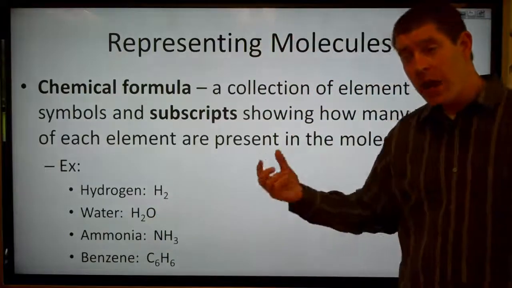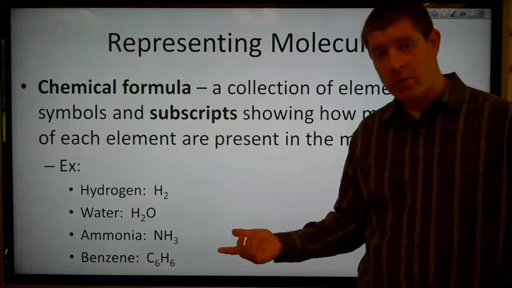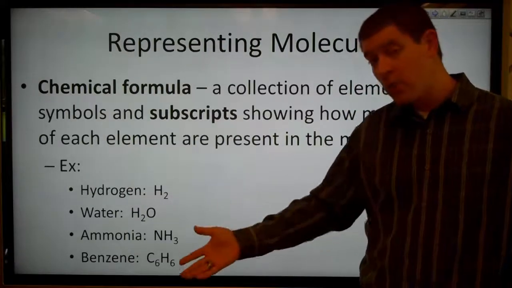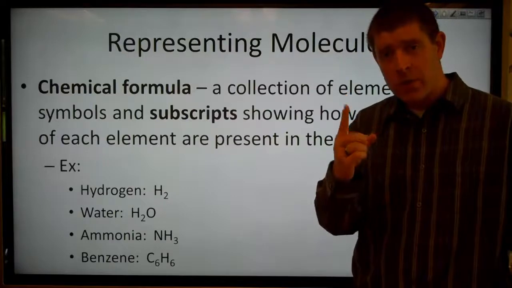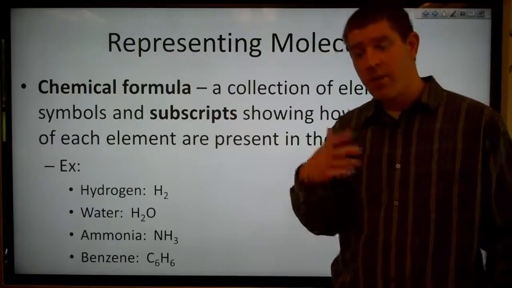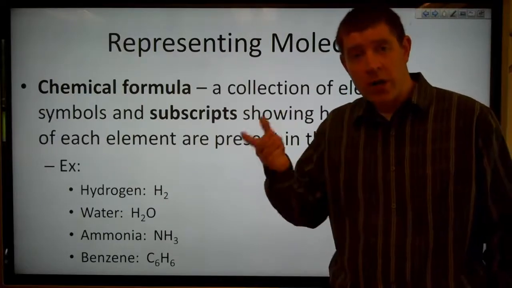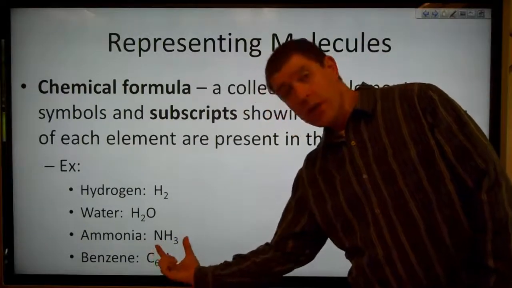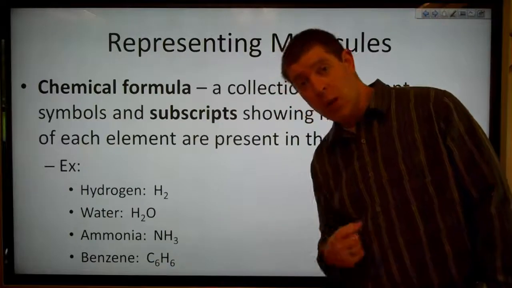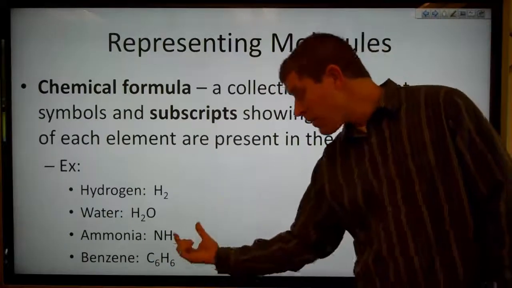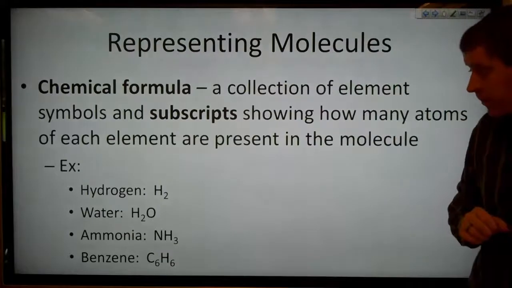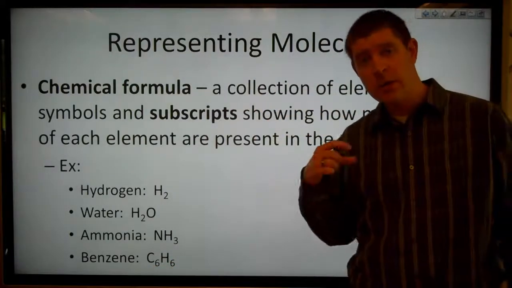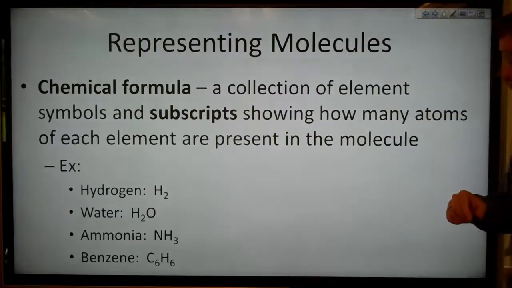Now note that if we have one, we don't have to write the subscript. We just leave it off. And so if there's ever not a subscript written, it really means one. Just like in math, if you have X, it really means 1 times X. So ammonia, we have NH3. There's no subscript on the N. That means we have one nitrogen. We have 3 hydrogens in ammonia. In benzene, we have C6H6, so we have 6 carbon atoms and 6 hydrogen atoms bonded together.